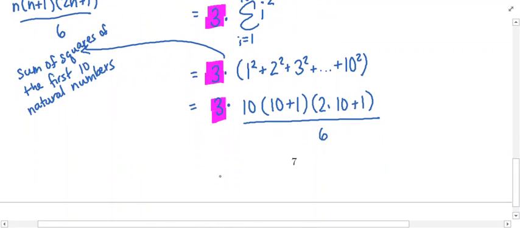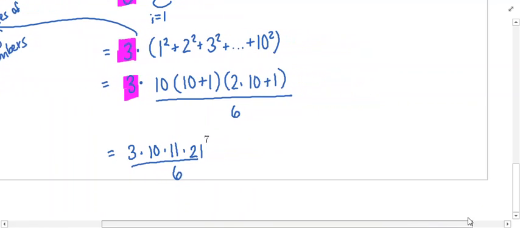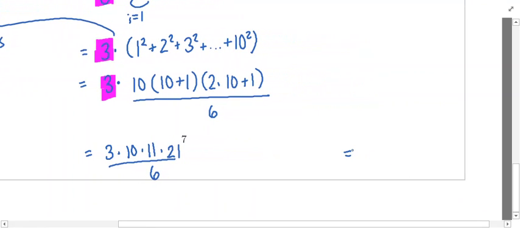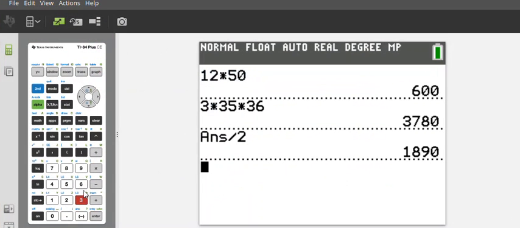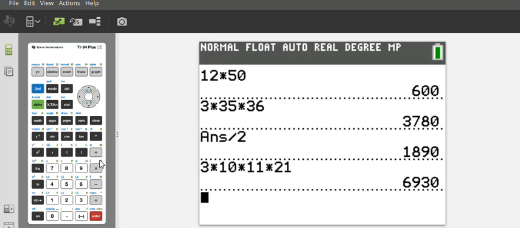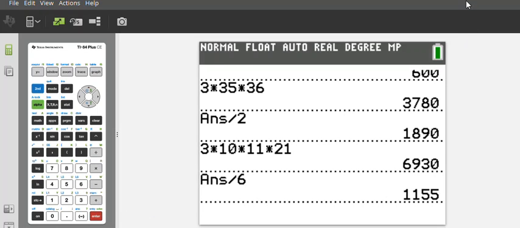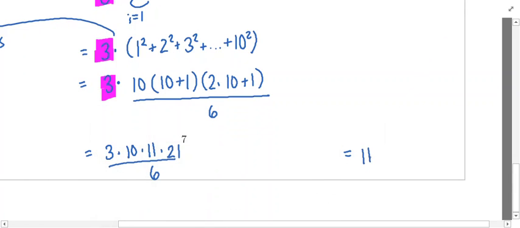Okay, so we can simplify here. This is going to be 3 times 10 times 11 times 21 all divided by 6. I'm leaving some room because I still have to compute that other summation. I will go ahead and figure out what this is. This is going to be 3 times 10 times 11 times 21 divided by 6. That turns into 1,155. So that's what the first series converges to.